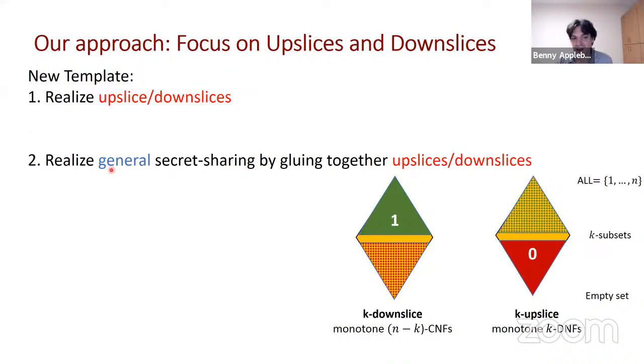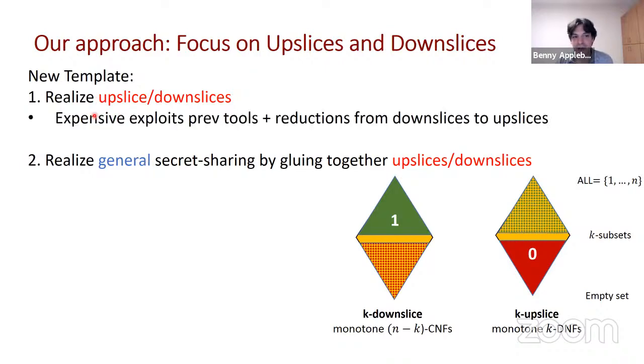And second, and this is actually an easy step, general secret sharing can be reduced easily to up slices and down slices. Namely, you can glue together up slices in order to realize a general secret sharing scheme with relatively low cost. So as I said, the first step is the non-trivial part, and here this is expensive, right? This is where the exponential complexity goes to, and for this we exploit previous tools and introduce new ones. And the second step is really trivial and very cheap.